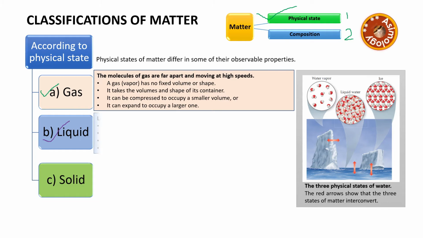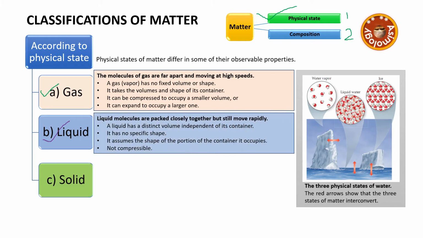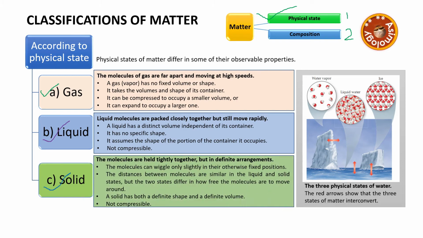Second, liquid. Liquid molecules are packed closely together but still move rapidly. A liquid has a distinct volume independent of its container. It has no specific shape. It assumes the shape of the portion of the container it occupies. Not compressible. Third, solid. The molecules are held tightly together, but in definite arrangements.